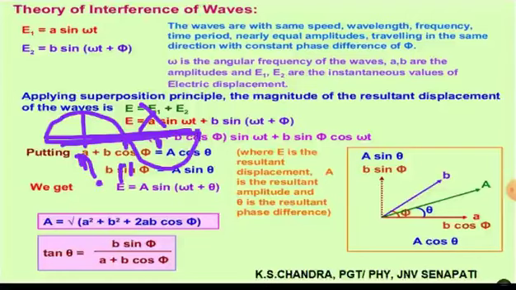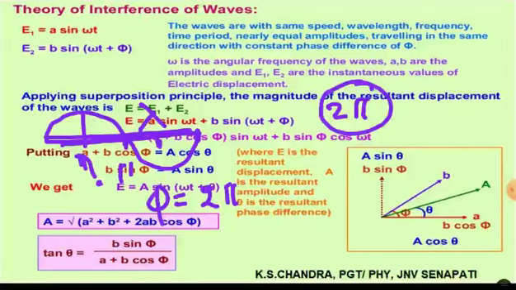So your phase is how much? This is twice pi. Got it? So what happened when a phase difference is twice pi? Path difference is how much? When a phase of twice pi is there, path difference is lambda.